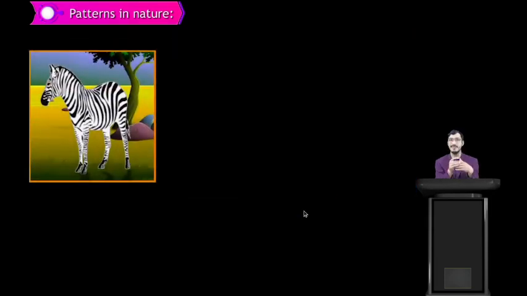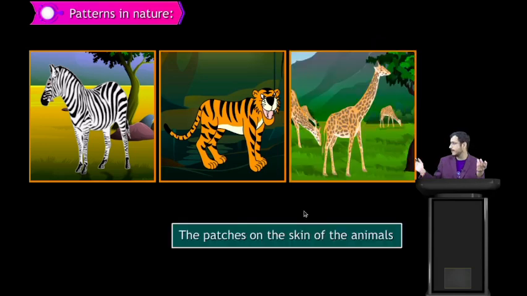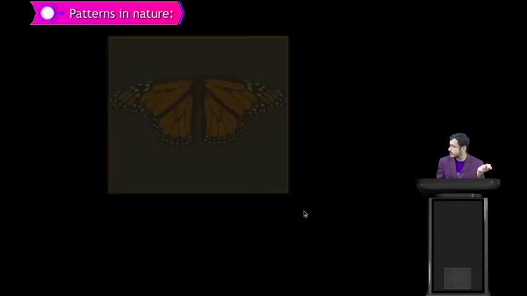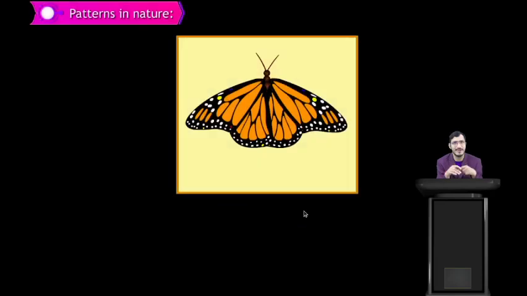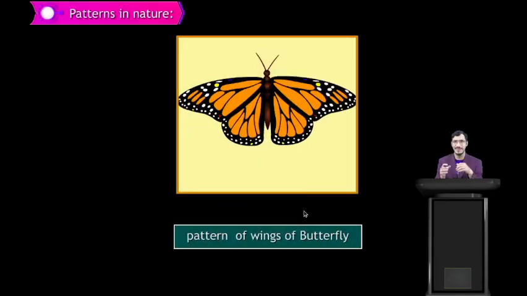Now some patterns in animals. You can see patterns in some animals like this. Here, zebra, the patches on the skin of the animals. You can see the zebra here. Now here the butterfly, the pattern on the wings of a butterfly. So here are some examples of patterns in day to day life that we see.